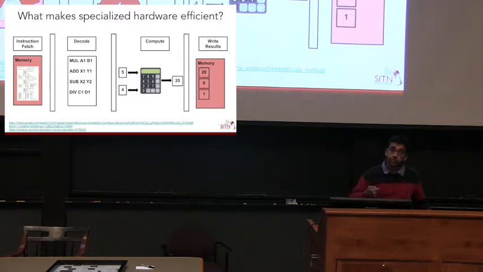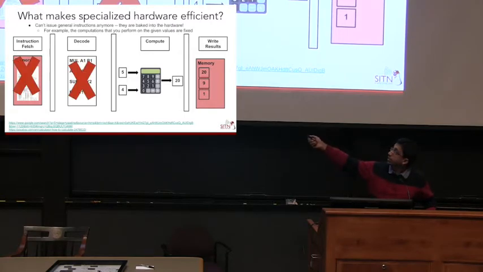So when we build specialized hardware, we are taking away these two stages, where we take away fetching instructions from memory and decoding these instructions or decoding these programs. What we give up by doing this is that our traditional processors were very, very flexible. They could do any type of computation we gave them. An oven could bake a cake, a pie, or whatever we gave it.